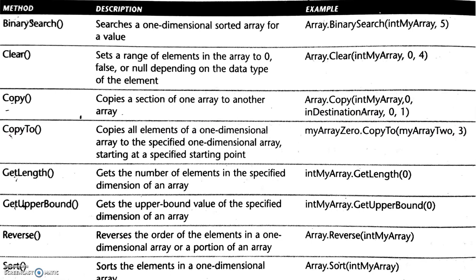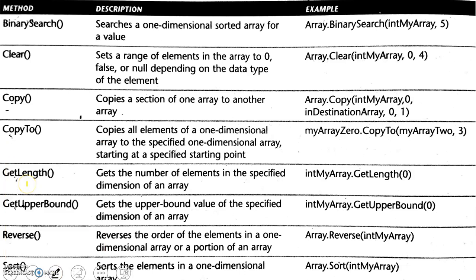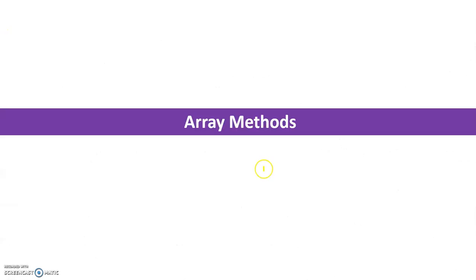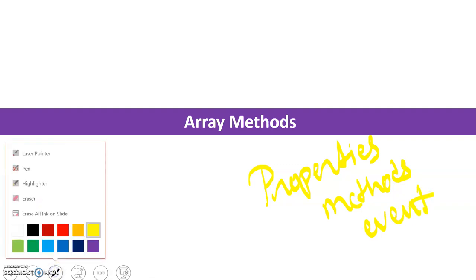So here we have the list of methods which are very common, or we can say the most in use. Let's start with the first method, the binary search method. I guess we all know what a method is, right? As we have already discussed the difference between properties, methods and events, right? Let me give you one example.